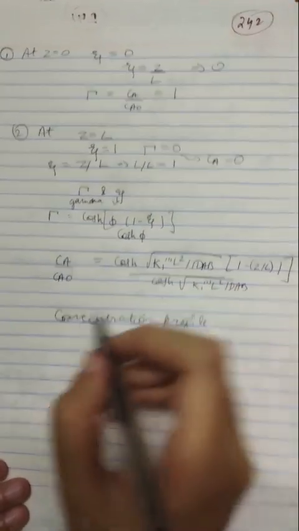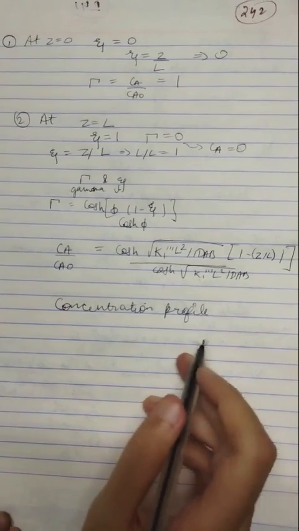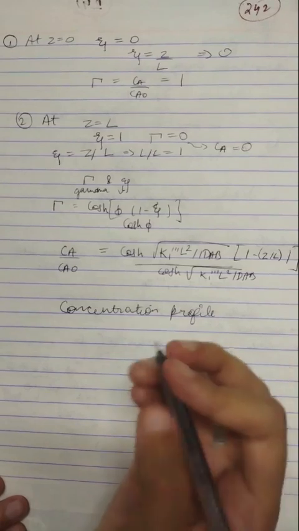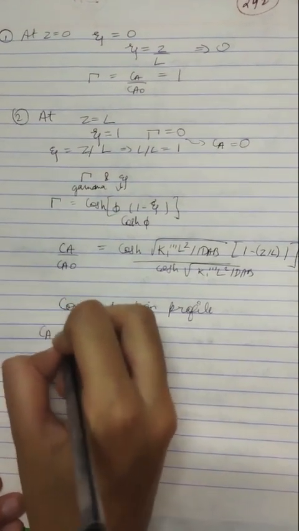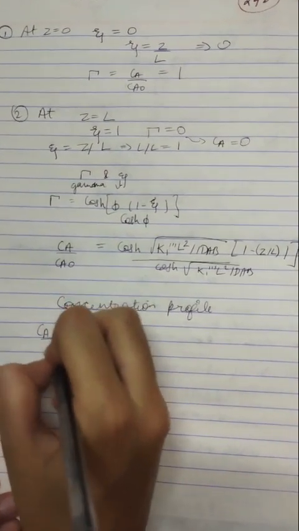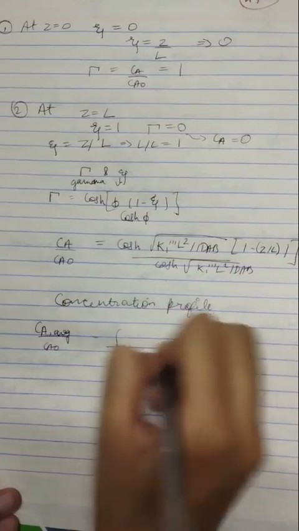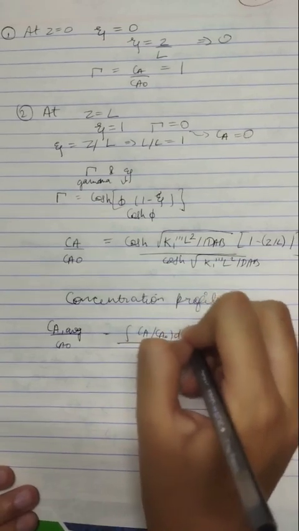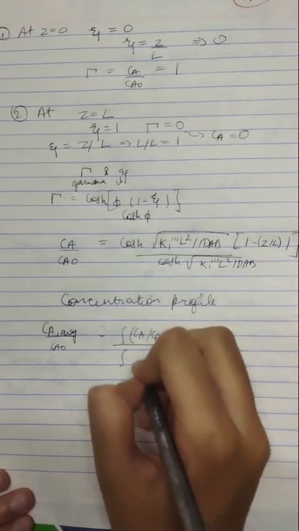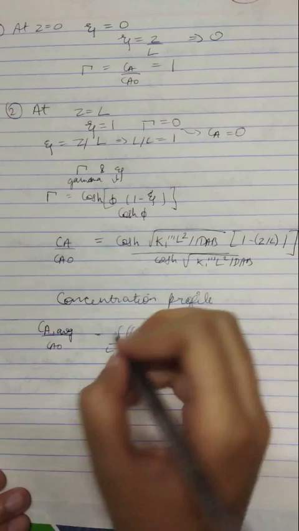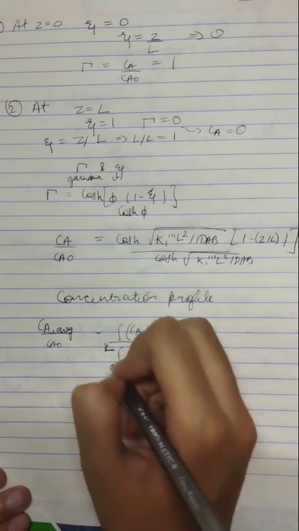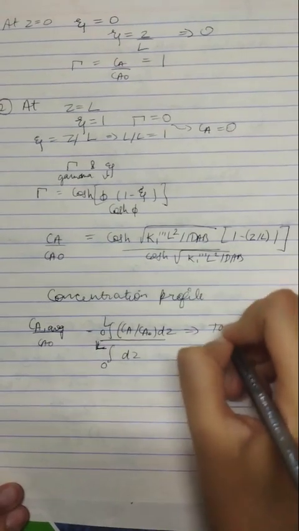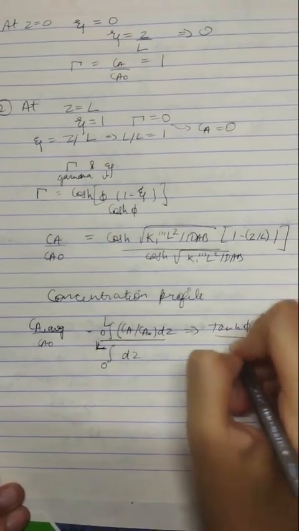Now once we have the complete concentration profile, we may evaluate other quantities such as the average concentration in the liquid phase. So average concentration would be given as Ca average upon Ca naught, again like we did previously, integrating to get the average fraction. Since we know that our z is varying from 0 to L, we are placing the limits. This is of the form tanh phi upon phi.